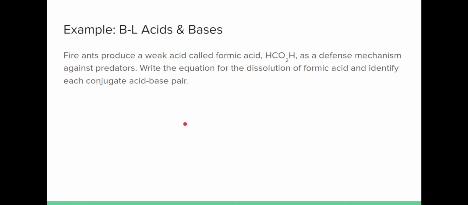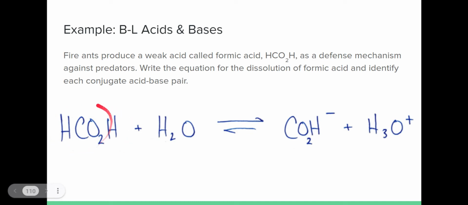Now, when we're piecing together a reaction such as this one, where we talk about fire ants using formic acid as a defense mechanism, when formic acid interacts with water, it behaves as though it's a Bronsted-Lowry acid. So this is the chemical formula for formic acid. It interacts with water. Now, if it's going to behave like an acid, it's going to donate a proton to water, which is going to form hydronium. Whatever's left over is going to have a -1 charge because it lost one of its protons.